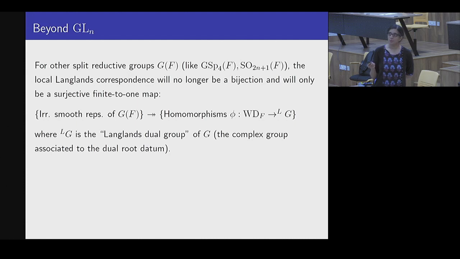Here one has to look at homomorphisms phi from WD_F to ^LG. This is the Langlands dual group of G. When the group is split, the Langlands dual group is just the complex group with the dual root datum. So for GL_N(F), it was GL_N(C). The correct analog for general connected reductive groups is the Langlands dual group. Because I'm assuming that the group is split, this is just the complex group with the dual root datum. Otherwise, I have to take care of a Galois action, and this group is larger than the complex group with the dual root datum.